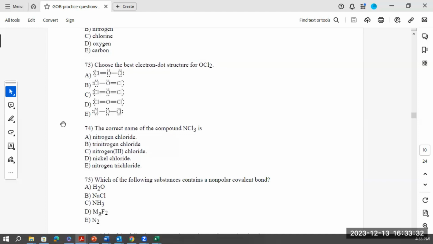Oh, this is a good one. Choose the best electron dot structure for OCl2. E as in Edward. Okay. You guys agree? That is correct. E as in Edward, because everybody has 8 around them. Right?